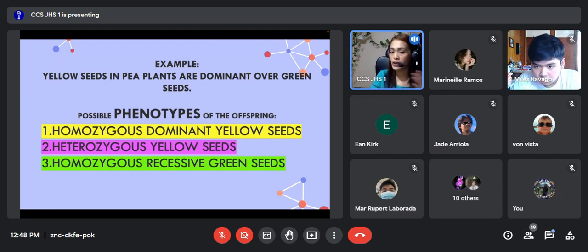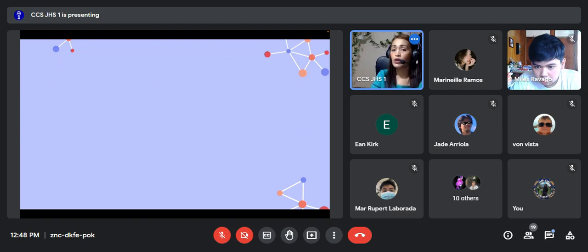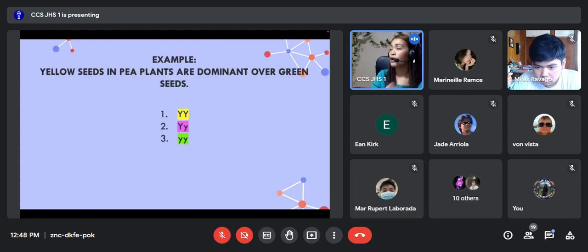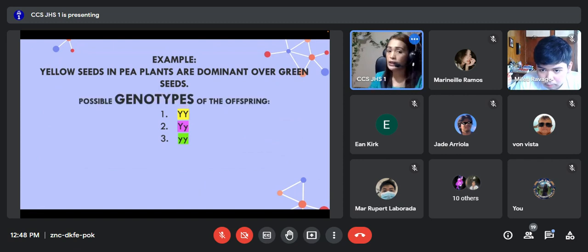What do we mean by homozygous, heterozygous, and so on? So, what if you encounter this as your example? You have capital Y, capital Y, and small letter y. Is this an example of a genotype or a phenotype? Genotype. Very good. So this example here is actually an example of a genotype.